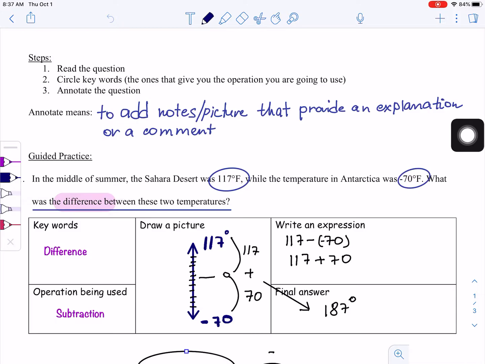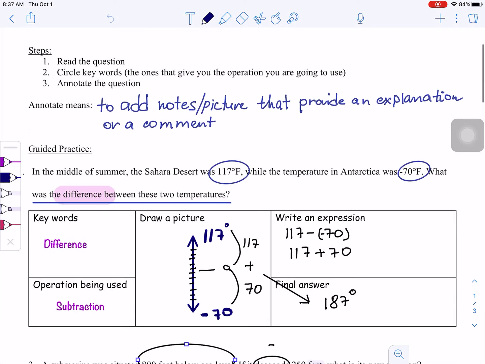So we are talking today about adding and subtracting integer word problems. We are going to annotate your problems, and to annotate means that you add notes or pictures that can explain or comment on anything that makes the problem clearer.